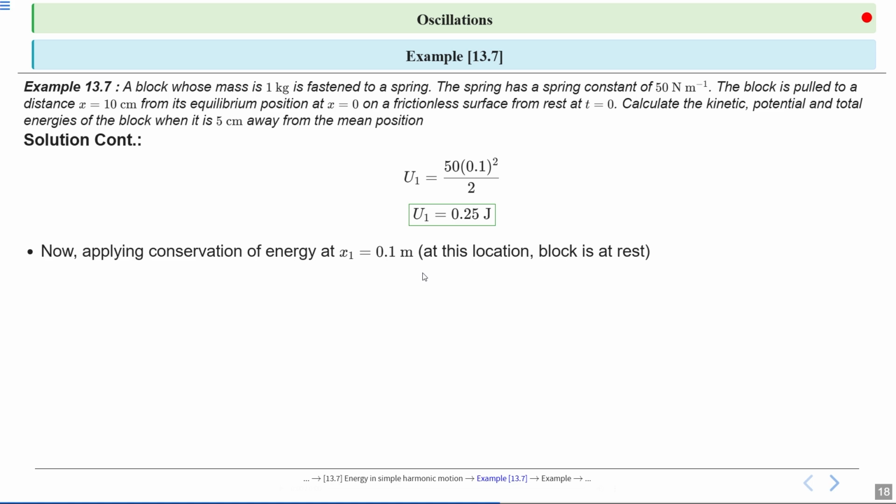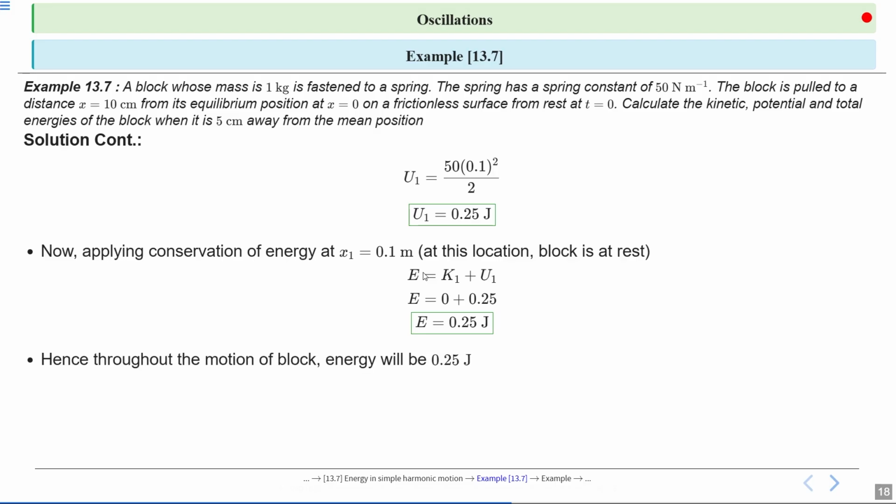Now applying conservation of energy at x equal to 0.1 meter, at this location the block is at rest. So E equals K1 plus U1. So E equals 0 plus 0.25. Adding this, you will get 0.25 joule. Hence throughout the motion of the block, the energy will be 0.25 joule.